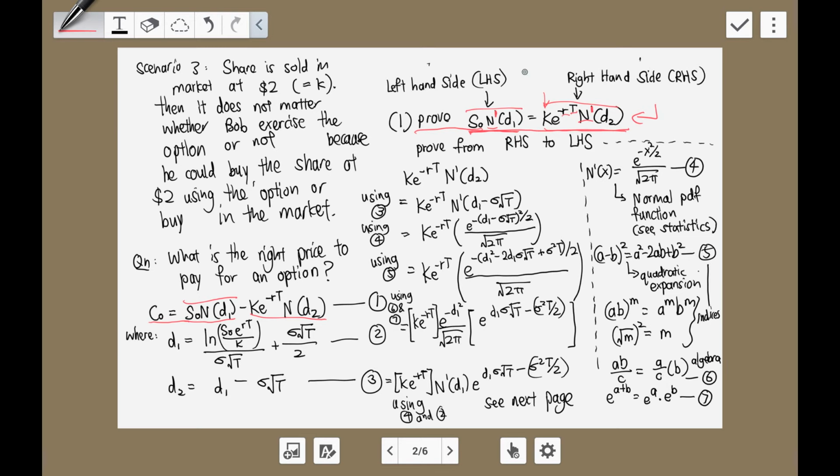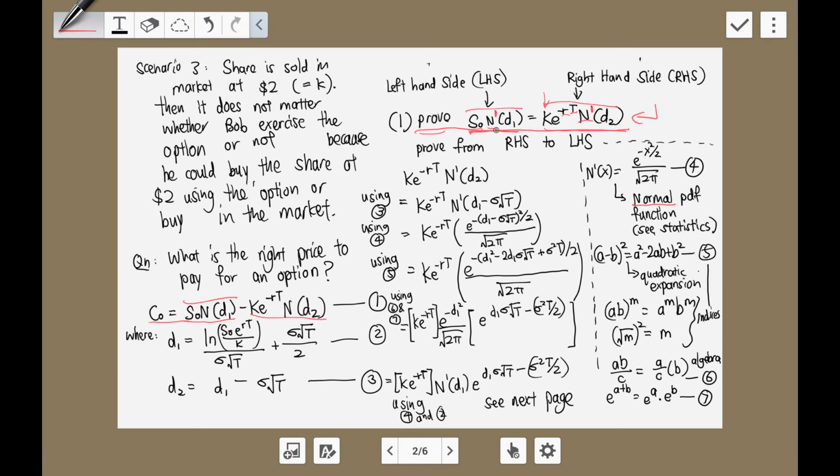So N prime x we call the normal PDF, the normal probability distribution function, but this is the cumulative distribution function, CDF, so there's a difference. If you want to know more, you can Google cumulative distribution function and probability distribution function of a normal distribution. Normal here doesn't mean ordinary, it's a specific type of probability distribution.